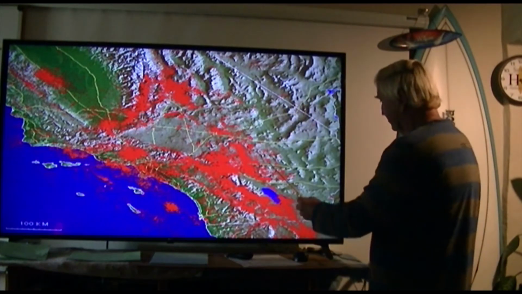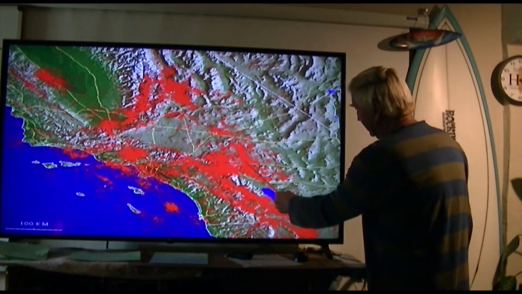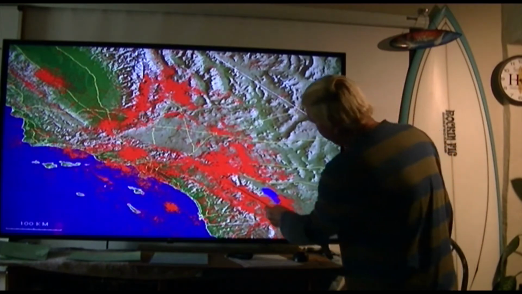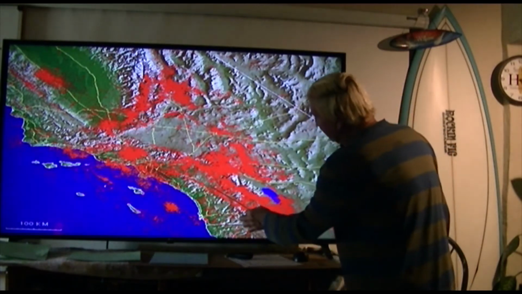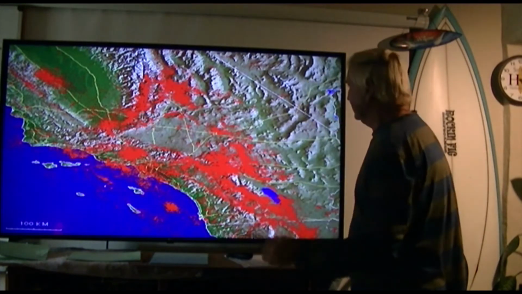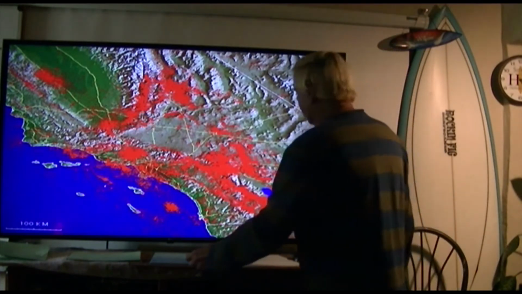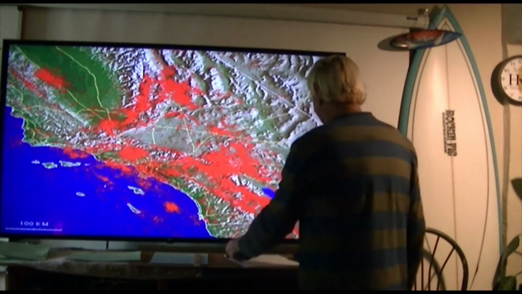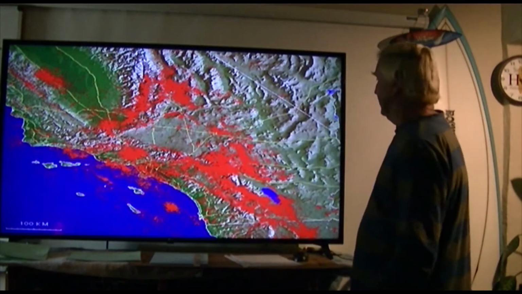So here's the San Andreas Fault. Here is the San Jacinto Fault. There's the Elsinore Fault. So you can basically use data like this, just the distribution of earthquakes, and you can actually create a regression analysis.